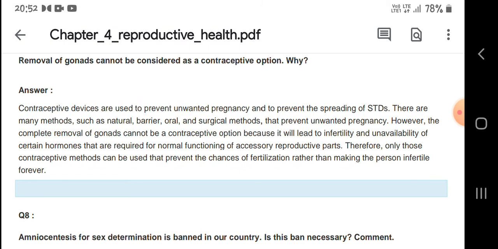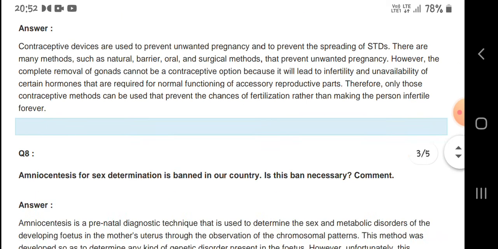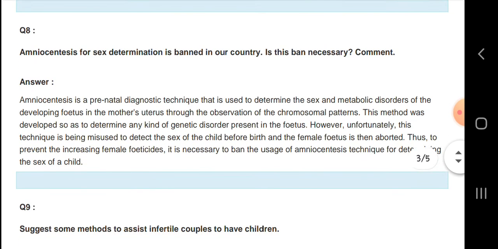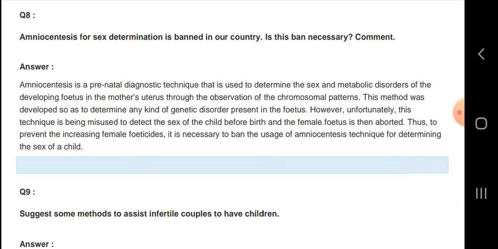Next, removal of gonads cannot be considered as a contraceptive option. Contraceptive devices are used to prevent unwanted pregnancy and to prevent the spread of STDs. There are many methods such as natural barrier, oral and surgical methods that prevent unwanted pregnancy. However, the complete removal of gonads cannot be a contraceptive option because it will lead to infertility and unavailability of certain hormones that are required for normal function of the reproductive part.